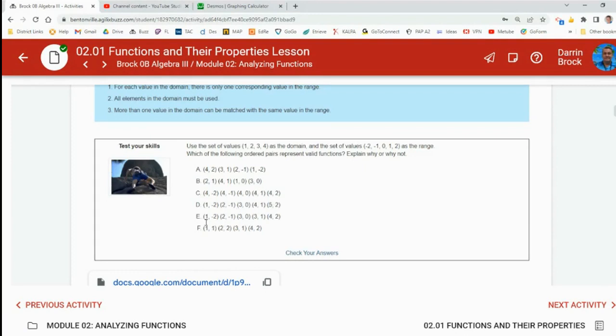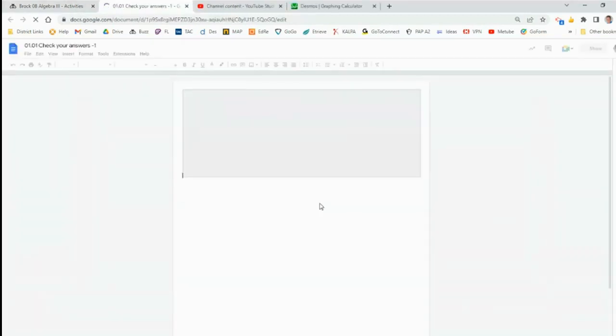Let's see. (1, -2), (2, -1), (3, 0), (3, 1), (4, 2). 3 has two different y's attached to it, a 0 and a 1. So that's not a function. (1, 1), (2, 2), (3, 1), (4, 2). Okay. 1, 2, 3, 4 is our x's, so that doesn't repeat. 2 of them have the value 1, but still there's only 1 for each x. So if we click check your answers, it'll pop up another window for us where we can check our answers.